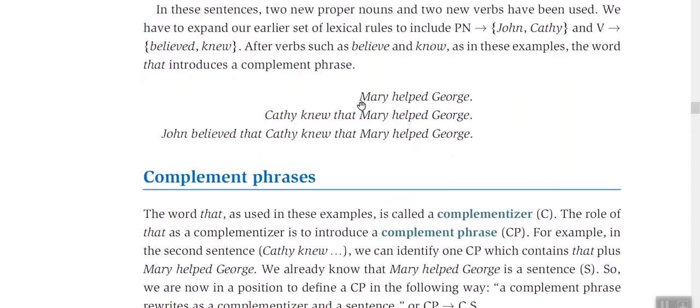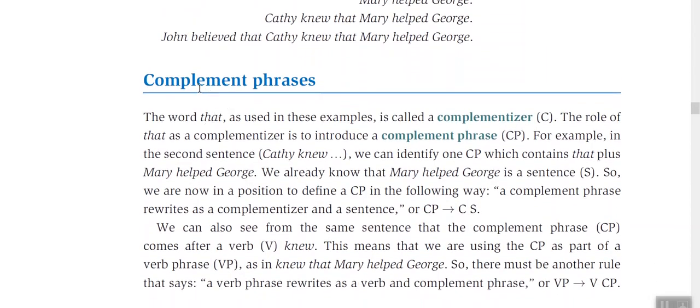Here you see, Mary helped George, one sentence. Kathy knew that Mary helped George, two sentences. John believed that Kathy knew that Mary helped George. So how can we make tree diagrams for them? Here, complement phrase. They are called complement phrases. So the word that, as used in this example, is called a complementizer. C is the symbol for that. So what is C? Complementizer.